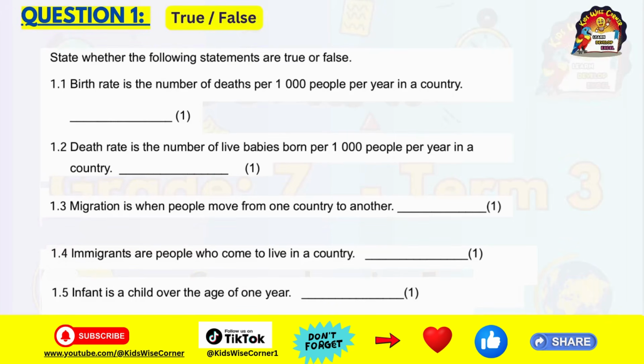Question 1. True or false? Say whether the following statements are true or false. 1.1. Birth rate is the number of deaths per 1,000 people per year in a country. This is false because the birth rate is about babies being born, not deaths. So this is false.